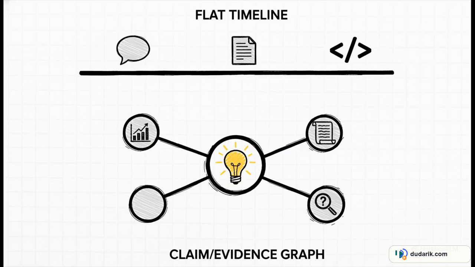Instead of just giving you a flat timeline of chats and files, ResearchClaw builds what it calls a claims/evidence graph. The best way to picture this is like a detective's evidence board, but it's better because it's not just clues pinned to a corkboard. Every single item is connected by a string that explicitly tells you why it's relevant to the case. This graph is the foundation for everything else.